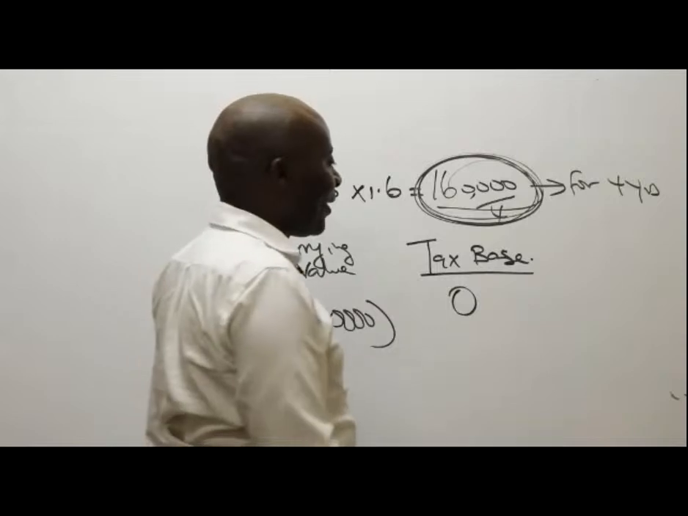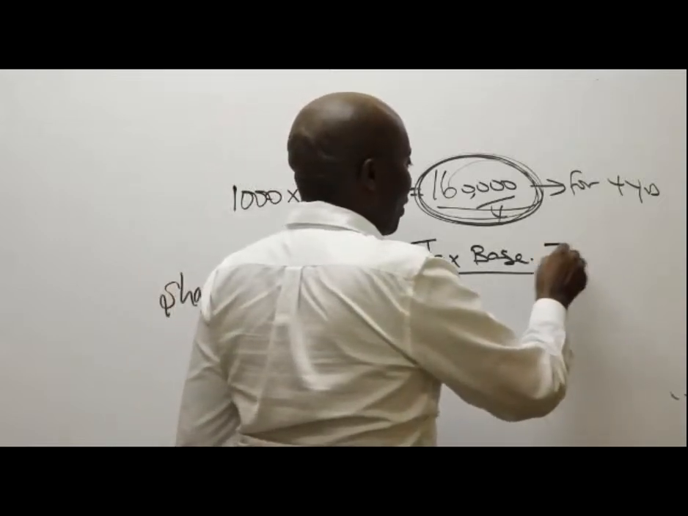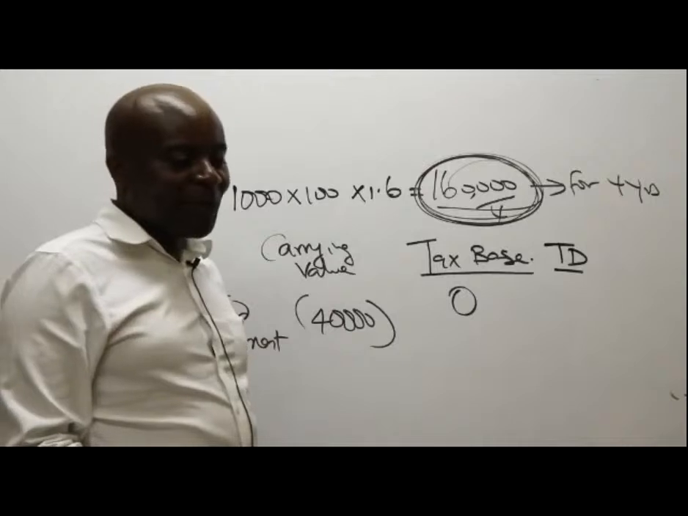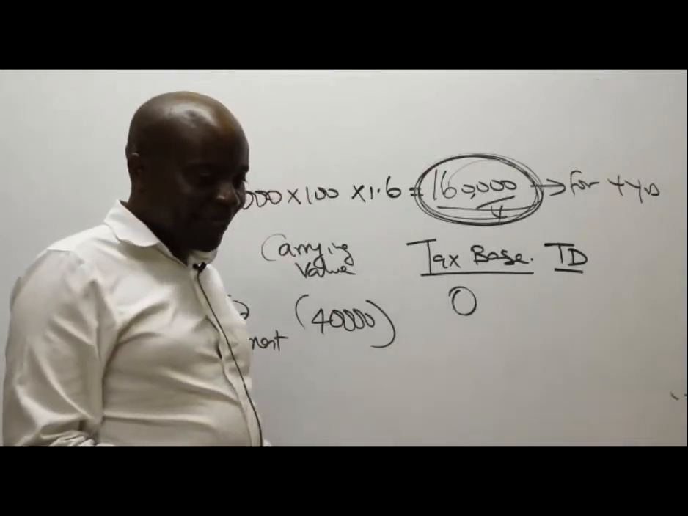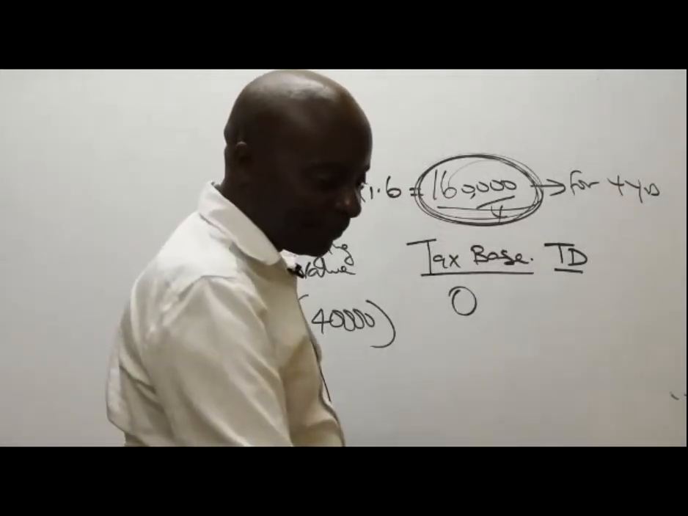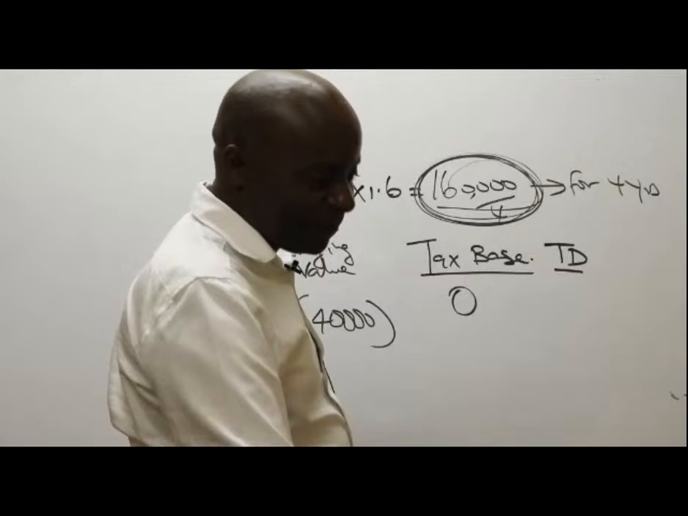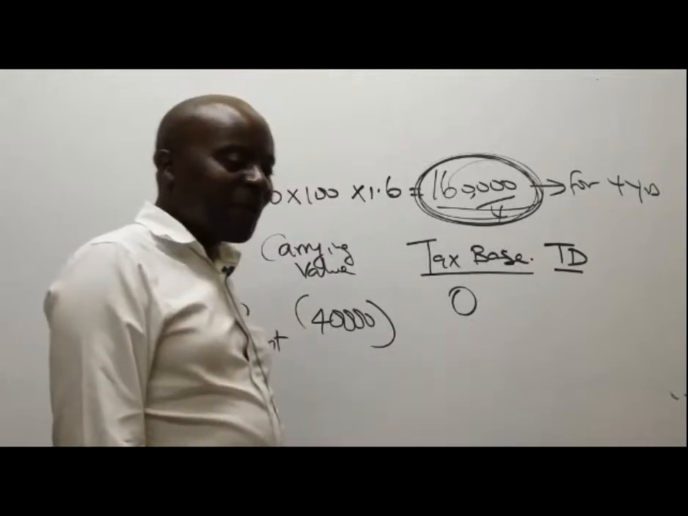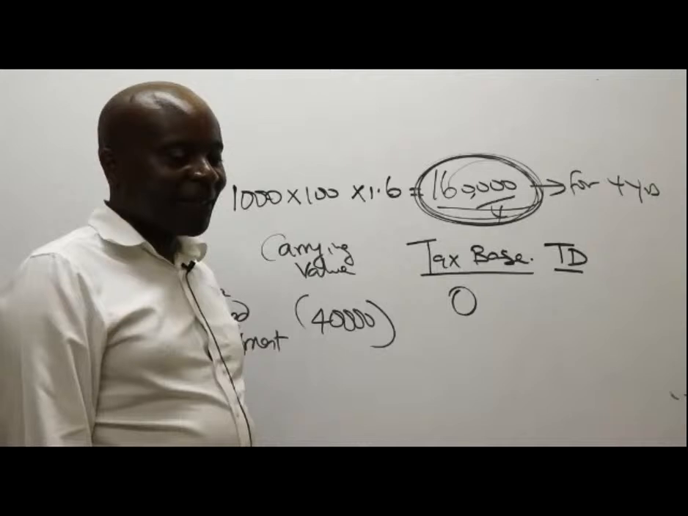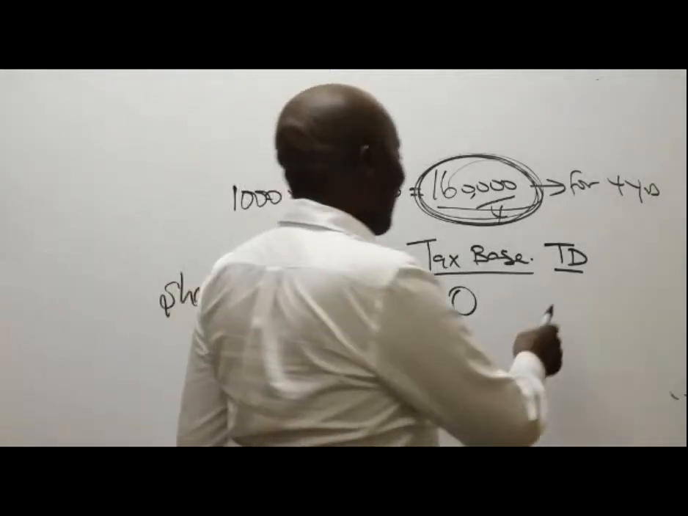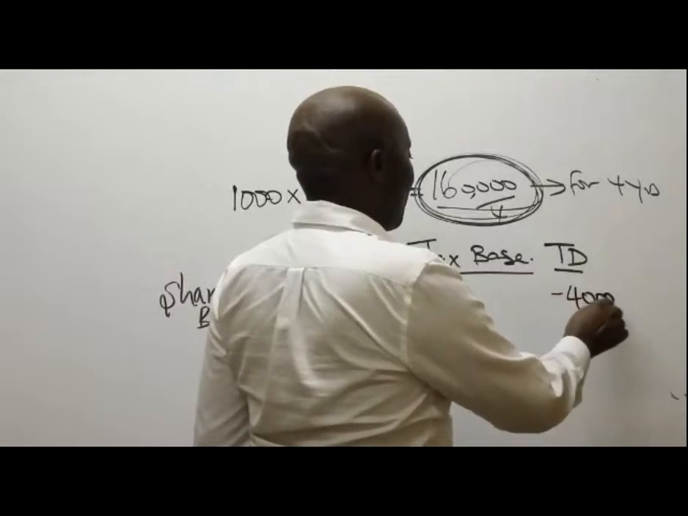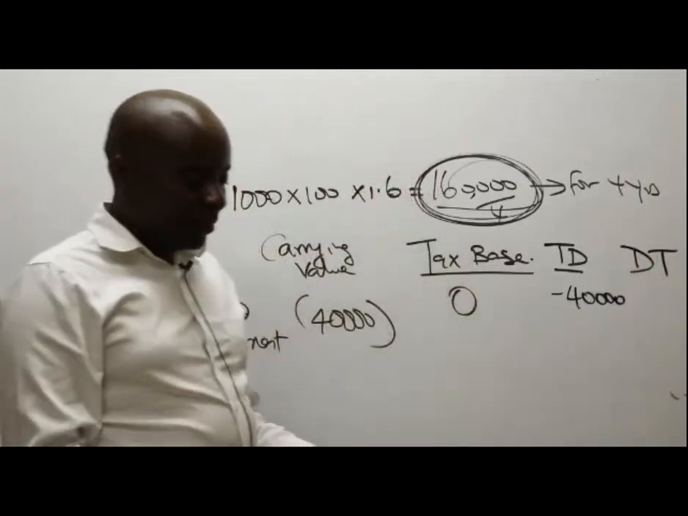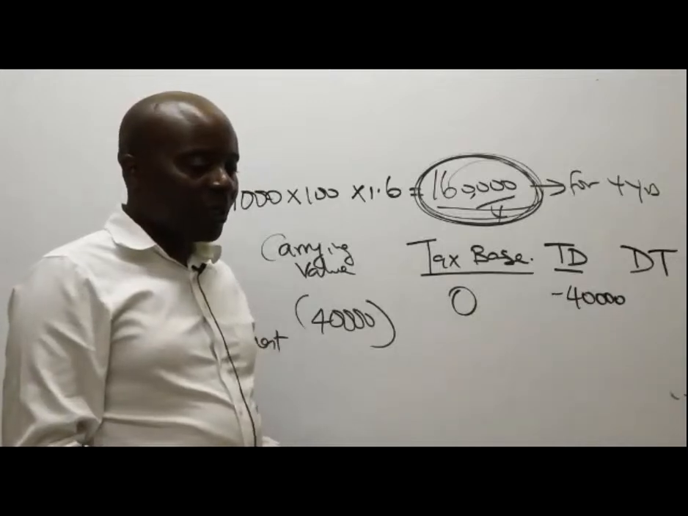Now, if that is the case, ladies and gentlemen, could you kindly go ahead and give me the temporary difference? Temporary difference. I'm being told it's minus 40,000. So please give me the deferred tax, asset or liability.